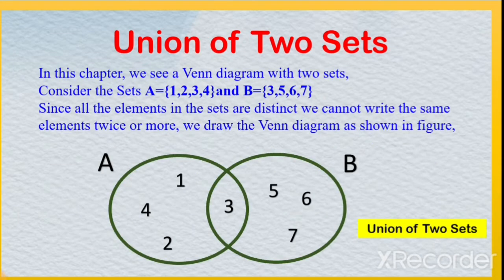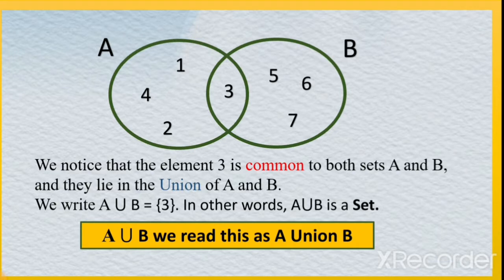Now, union of two sets. Consider the set A: 1, 2, 3, 4 and set B: 3, 5, 6, 7. Since all the elements in the set are distinct, we cannot write the same element twice or more. So we draw a Venn diagram as shown below. So this is the example of how to put the sets in a Venn diagram. We notice that the element 3 is common in both sets A and B, and they lie in the union of A and B. So we write A union B equals 3.